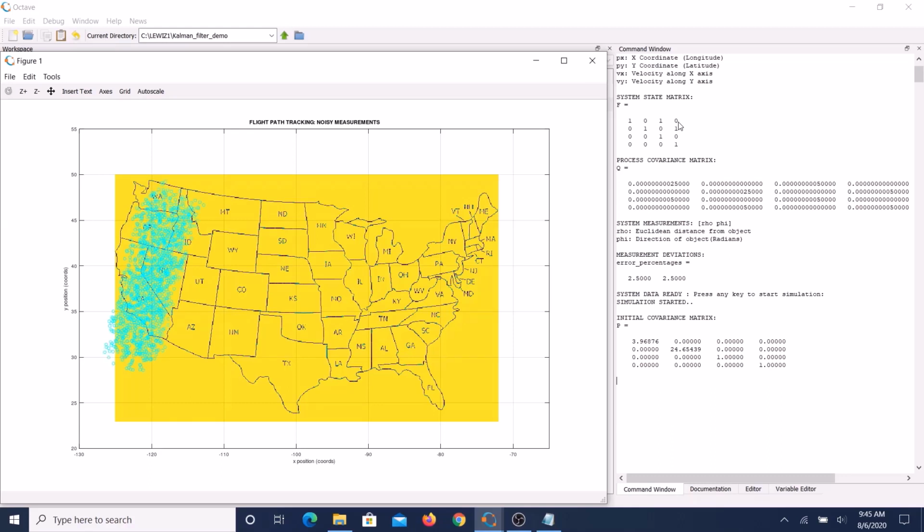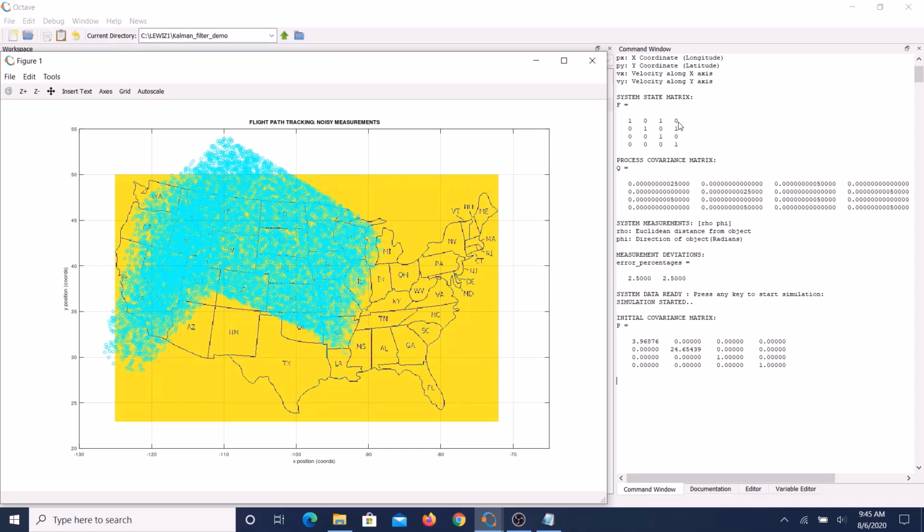Now the system is plotting the noisy measurement across the map shown on the screen. As you can see in the sky blue color, we can see the measurements being plotted, which makes it very difficult to estimate the actual flight path.